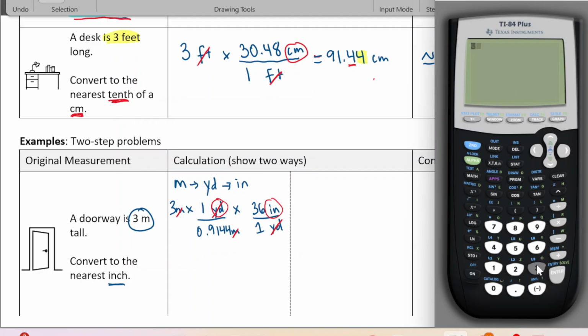So you'd go 3 times 1 divided by, so this is the first fraction, 0.9144. And then now this is the second fraction, times 36 divided by 1. Now you don't need to type those ones in. I'm just doing it for completeness, for understanding. And see, I get about 118.1. So nearest inch should be about 118 inches.